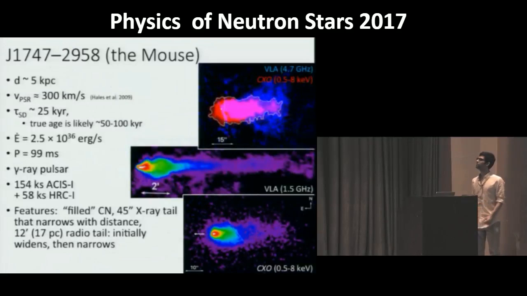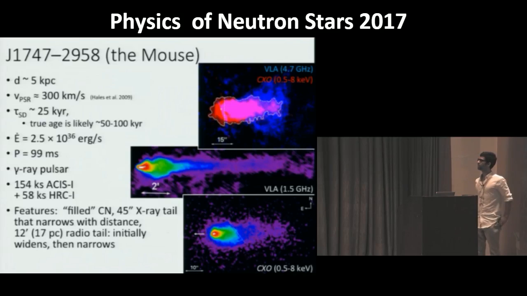And the last one is J1747, the Mouse. Its distance isn't very certain, but it's on the order of 5 kiloparsecs. Its proper motion has been measured, and at 5 kiloparsecs, it's 300 kilometers per second. Its spin-down age suggests 25 kiloyears, although it's probably on the order of 50 to 100 kiloyears, since no associated nebula is seen in radio or X-rays.